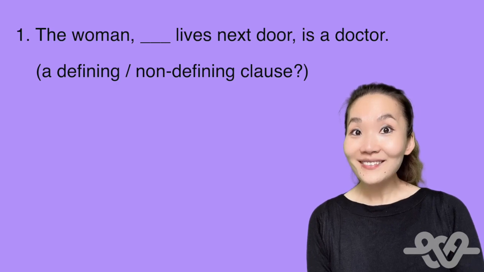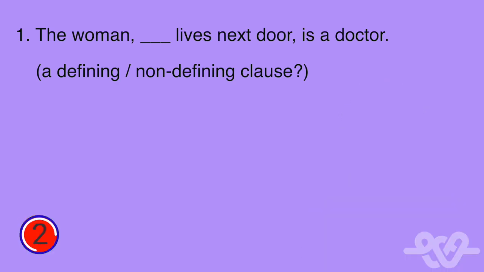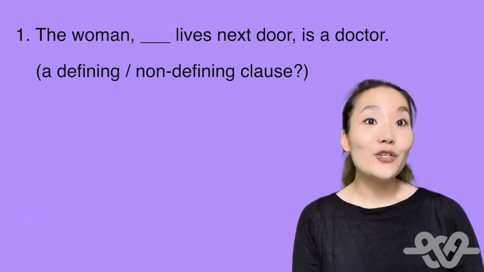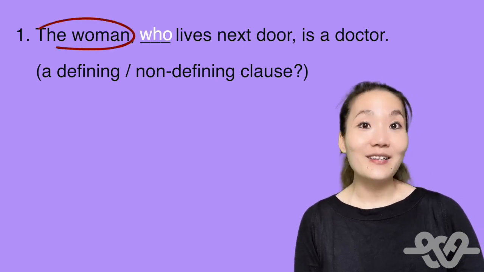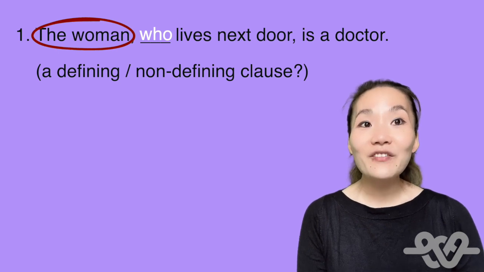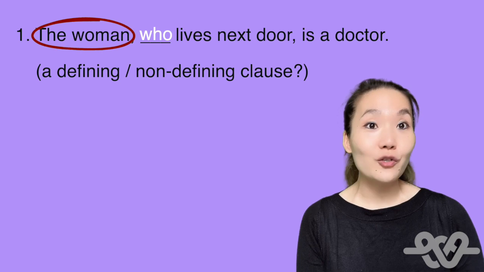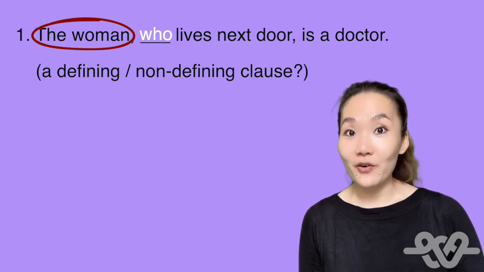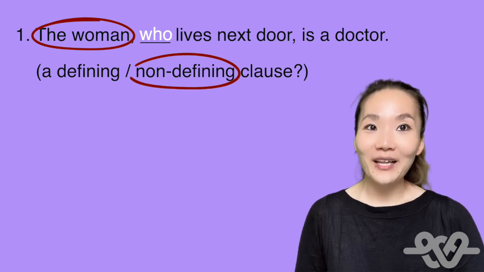The woman lives next door is a doctor. In this sentence, we should use the relative pronoun who because the subject is a person. The relative clause who lives next door gives us some extra information about her, but it's not crucial to know that detail in order to understand that she's a doctor. So this is a non-defining relative clause.